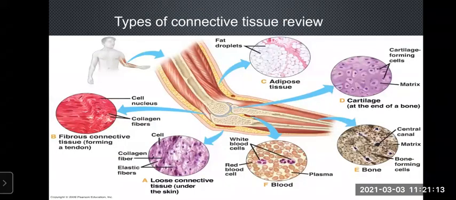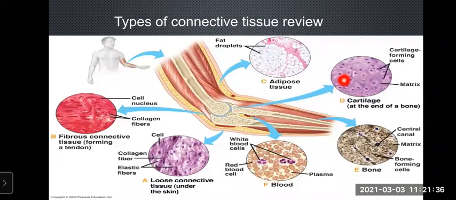Next is the types of connective tissue. This is a picture which will show you the location of connective tissue. See, this is the adipose tissue, the yellow structure that you see, which is beneath the skin. As I've told you, adipose tissue stores the fat and provides energy whenever required.